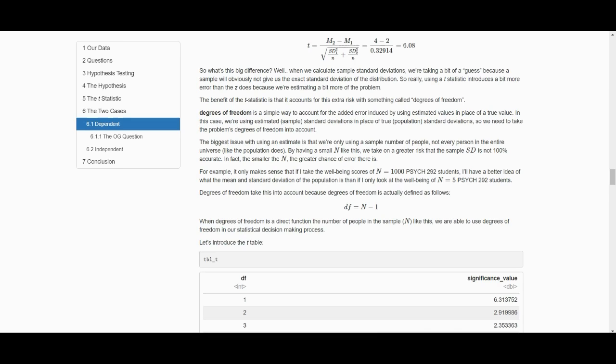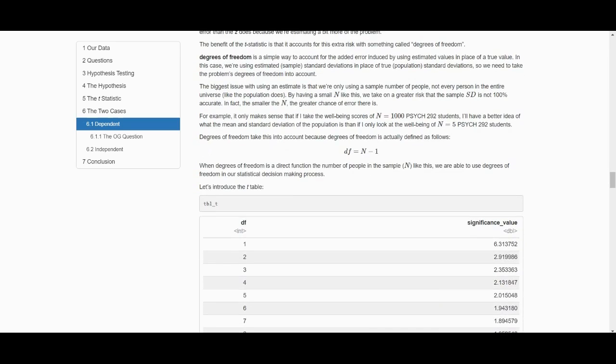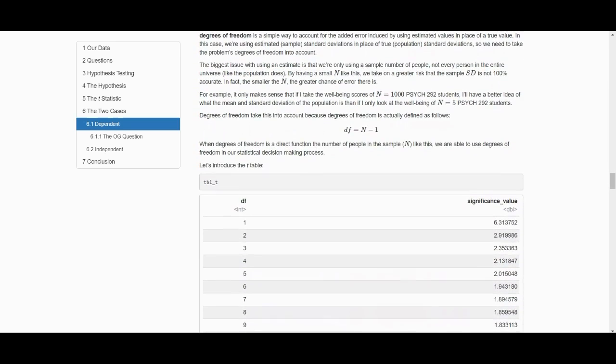The benefit of the t-statistic is that it actually accounts for this extra error, this extra risk, this extra guess, with something called degrees of freedom. Degrees of freedom is a simple way to account for the added error that's induced by using estimated values in place of a true value. So in this case, we're using estimated sample standard deviations in place of a true population standard deviation. So we need to take the problem's degrees of freedom into account.